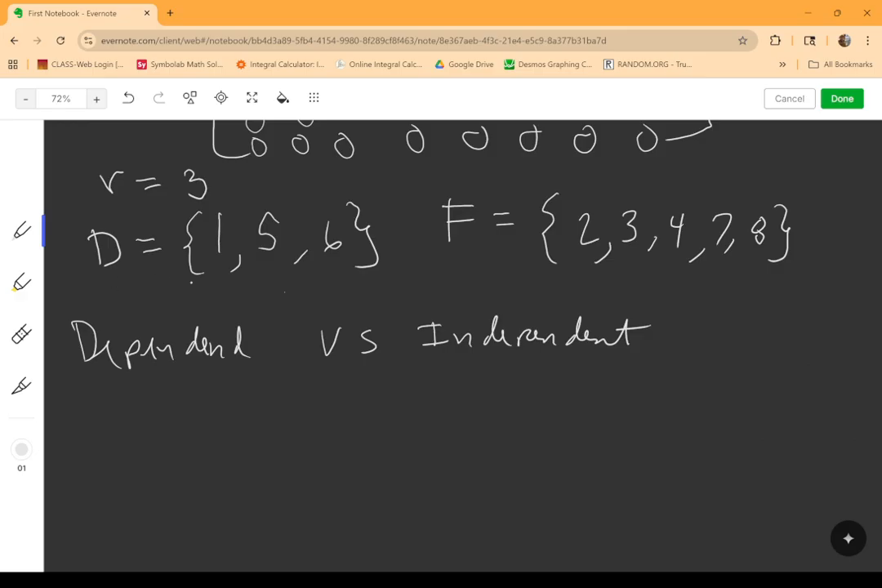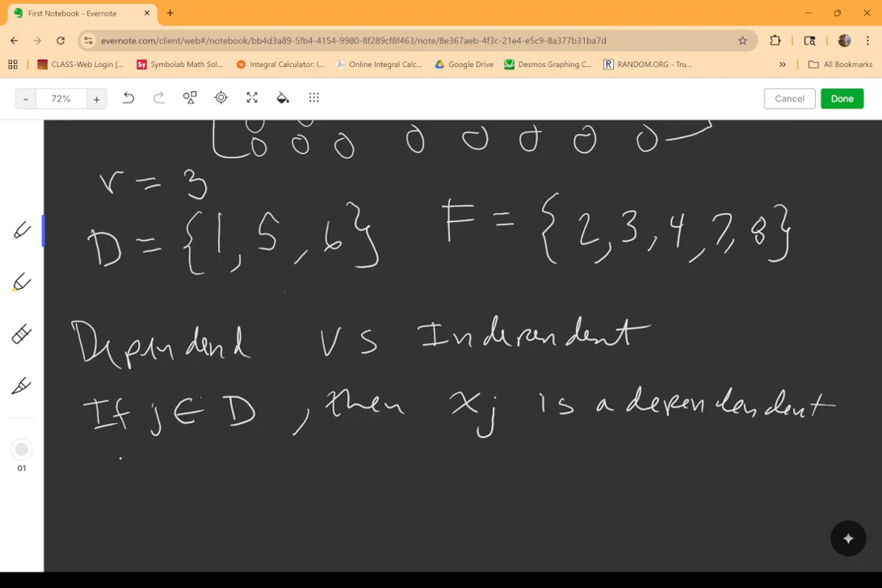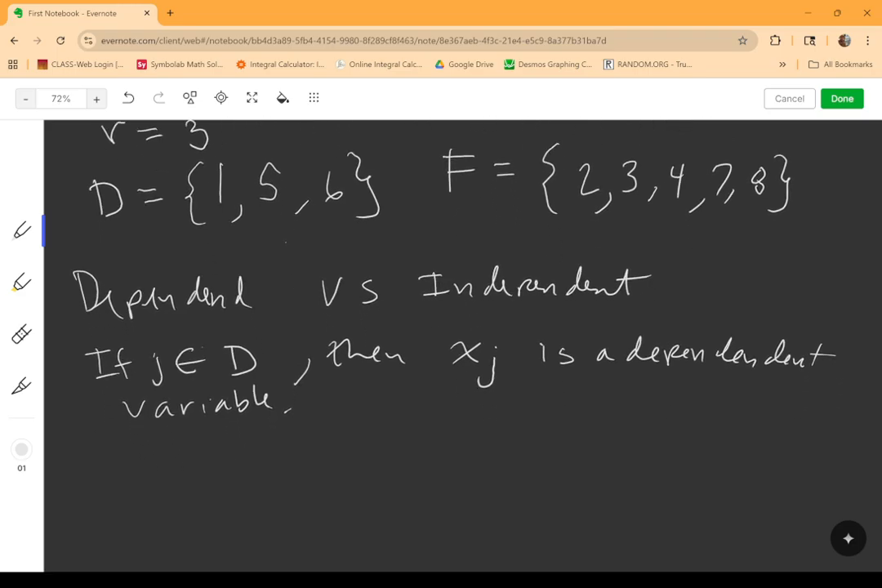Right, and now that comes here from these sets D and F. All right, so if J is an element of D, then the variable xj is a dependent variable. And again, if a variable is not dependent, it is independent, right?